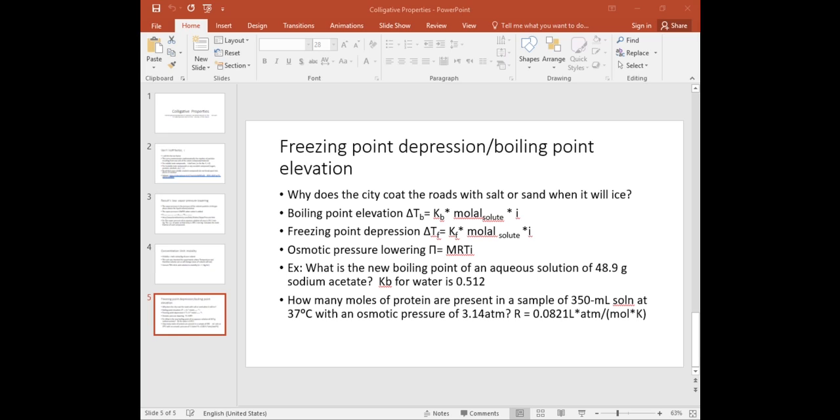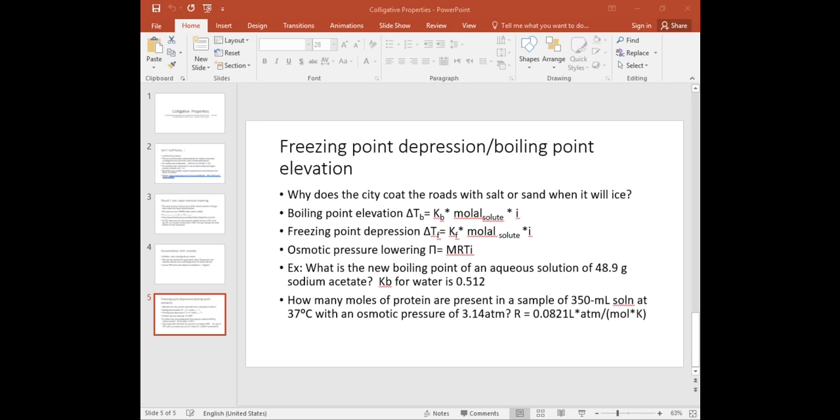Okay, so we're talking about colligative properties, so physical properties that change based on the amount of particles that are added to a solvent, but not their identity. So whether they're polar or nonpolar or ions, doesn't matter, it's just how many particles.